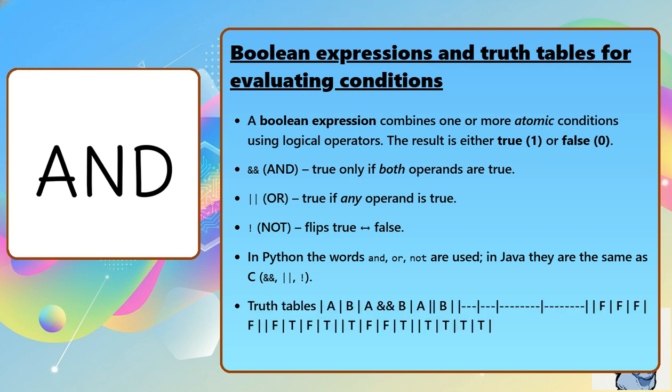Truth tables, A and B, A or B. Row 1, false, false, false, false. Row 2, false, true, false, true. Row 3, true, false, false, true. Row 4, true, true, true, true.